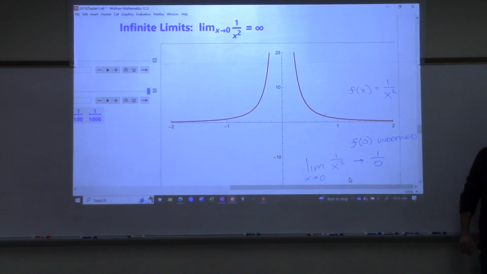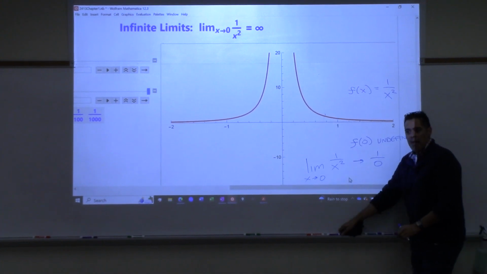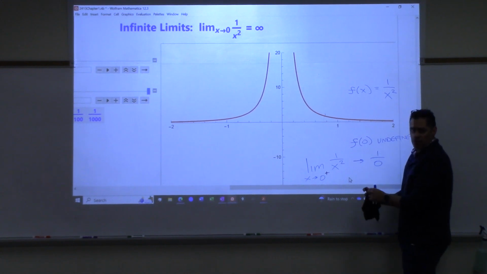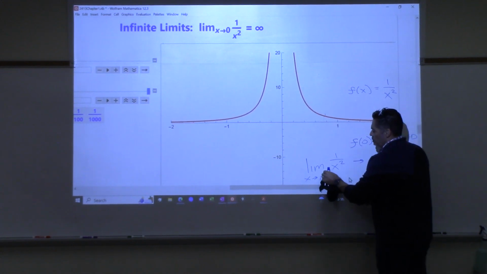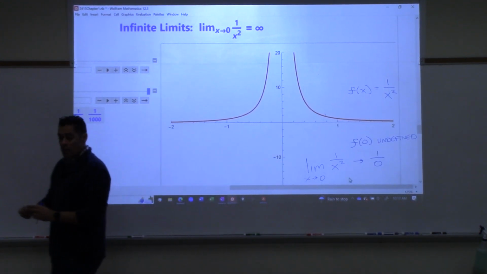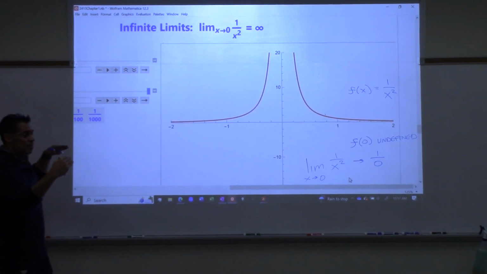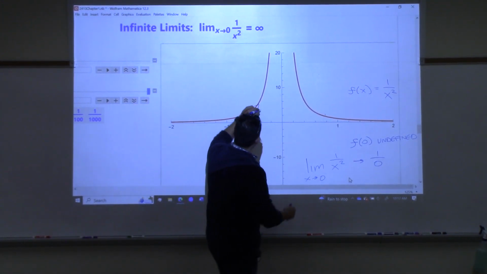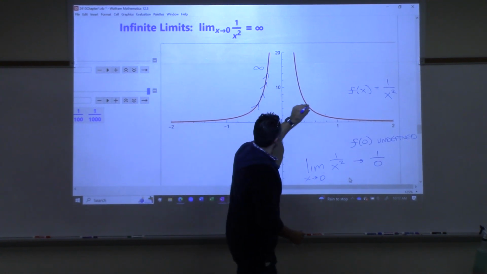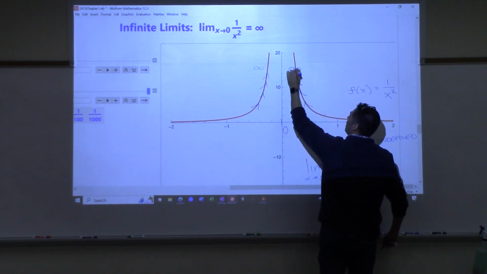But what can you tell from the graph is happening? If we approach 0, and notice I didn't put a plus or a minus, which means you have to approach from both sides. So what happens as you approach 0 from both sides? It heads up forever, right? It has a vertical asymptote there. So as we head from the left, we're approaching 0. As we head this way, we go to positive infinity. And as we go this way, it heads to positive infinity as well.